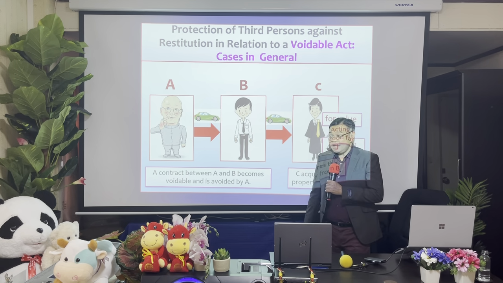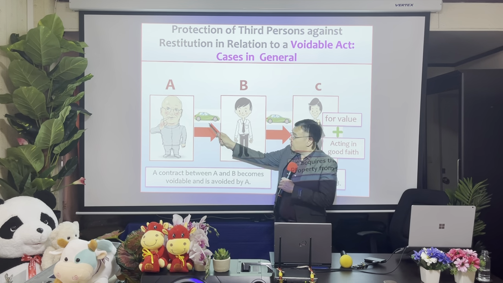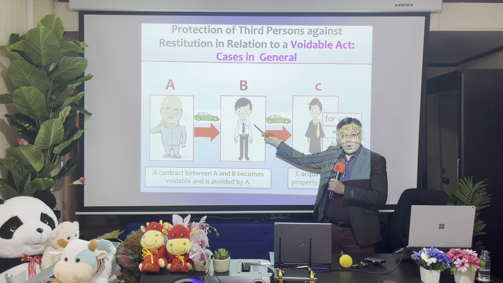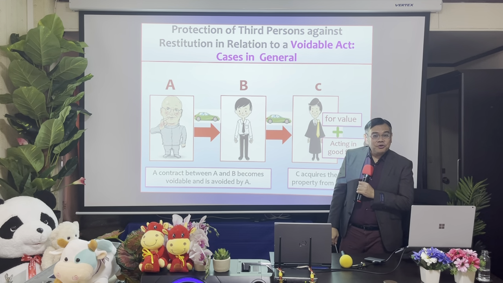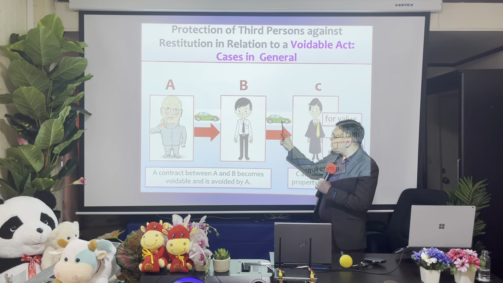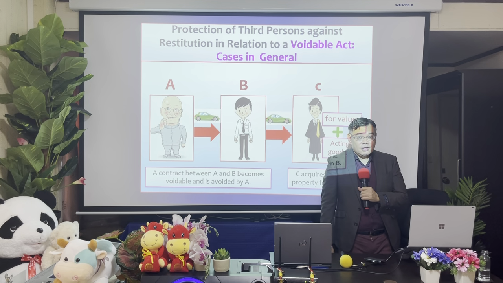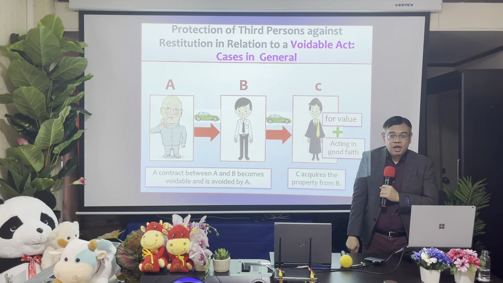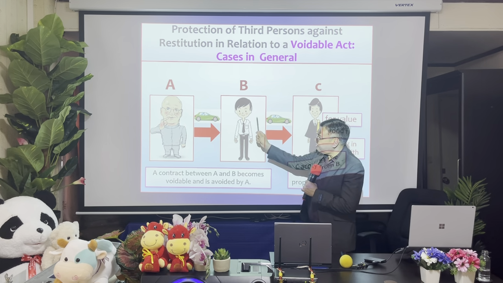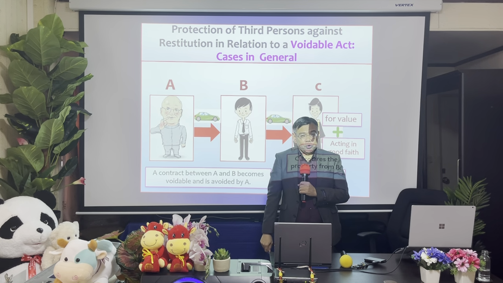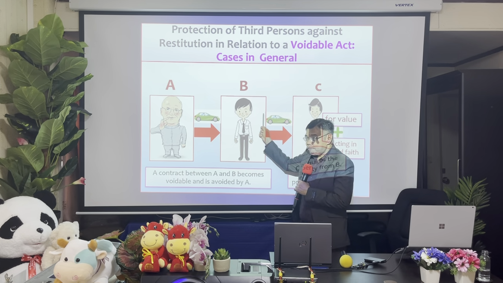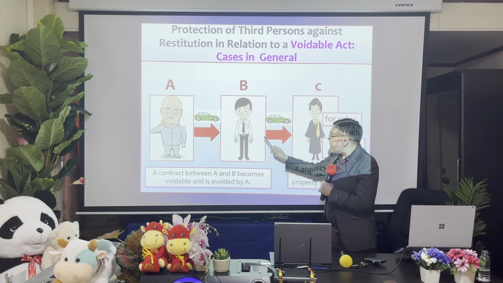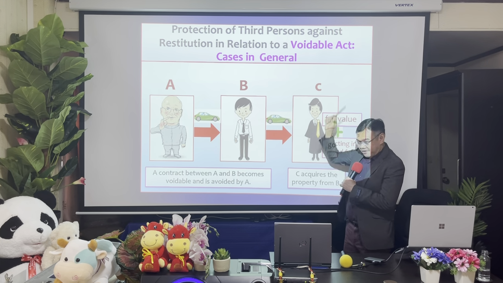In this case, if the car has been delivered by A to B, B will have to just return this car, because section 176 paragraph 1 directs restitution by saying that the parties are restored to their original position, so that A, the seller, will be restored to the seller's position by having this car back. But what happens if, before avoidance by A, B sold this car to C?